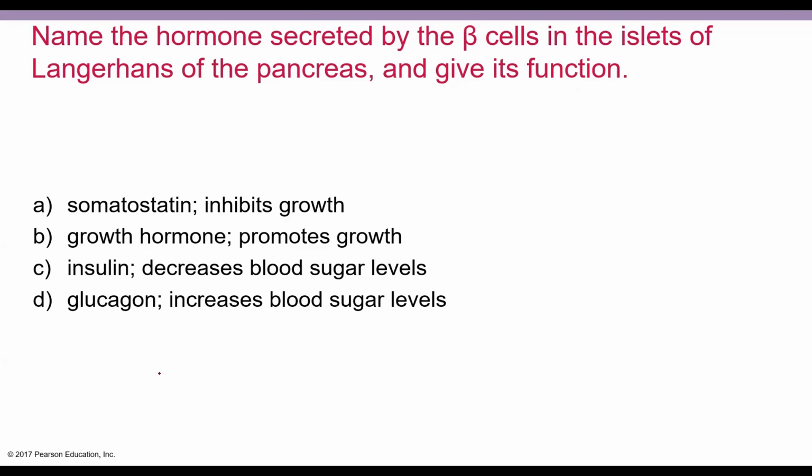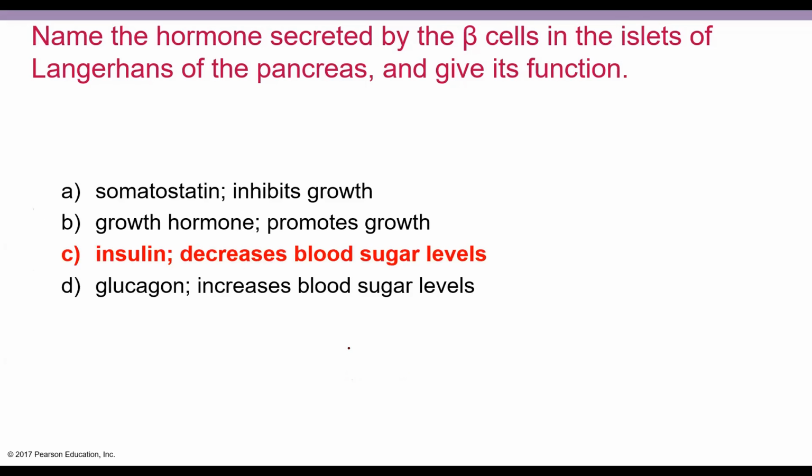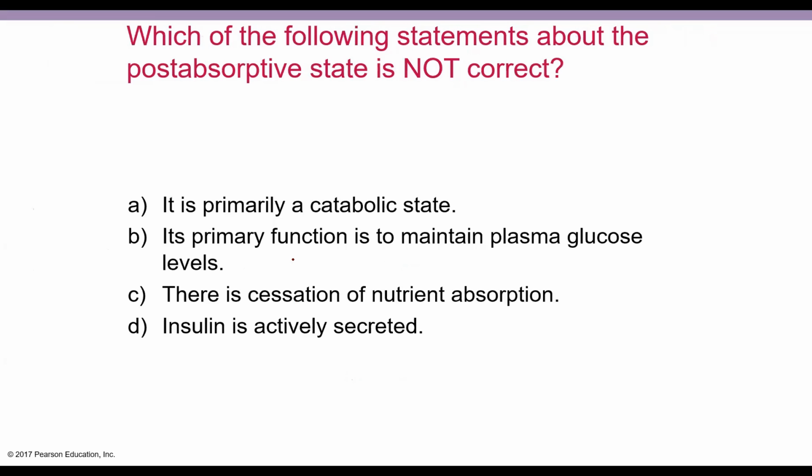This is probably the obvious answer, insulin, and this is going to decrease blood sugar levels or blood glucose levels. So that would be correct. If this were to say alpha cells, D would be the correct answer. All right. Okay, so the correct answer here, C. All right, let's look at one more.